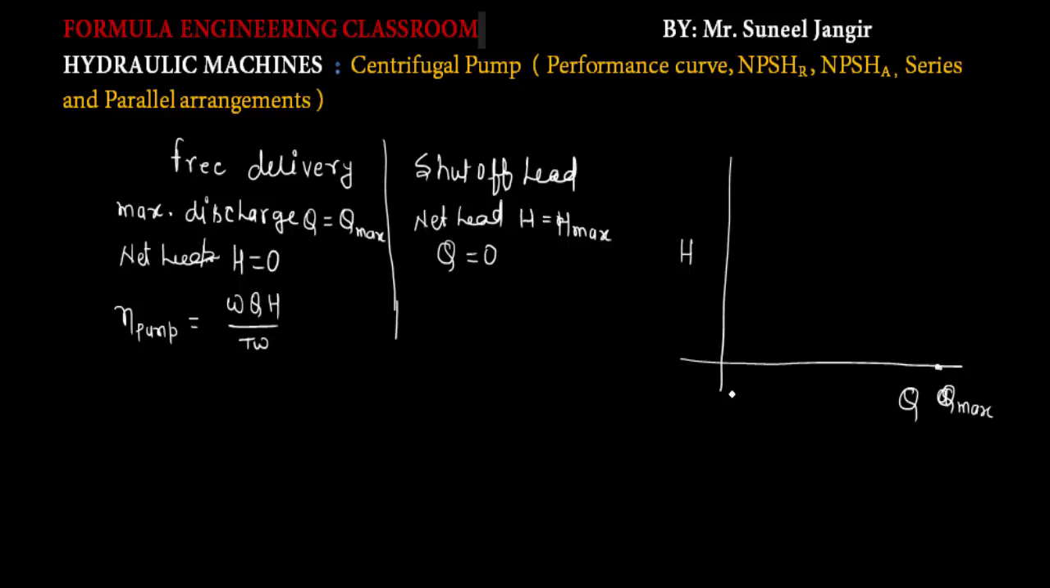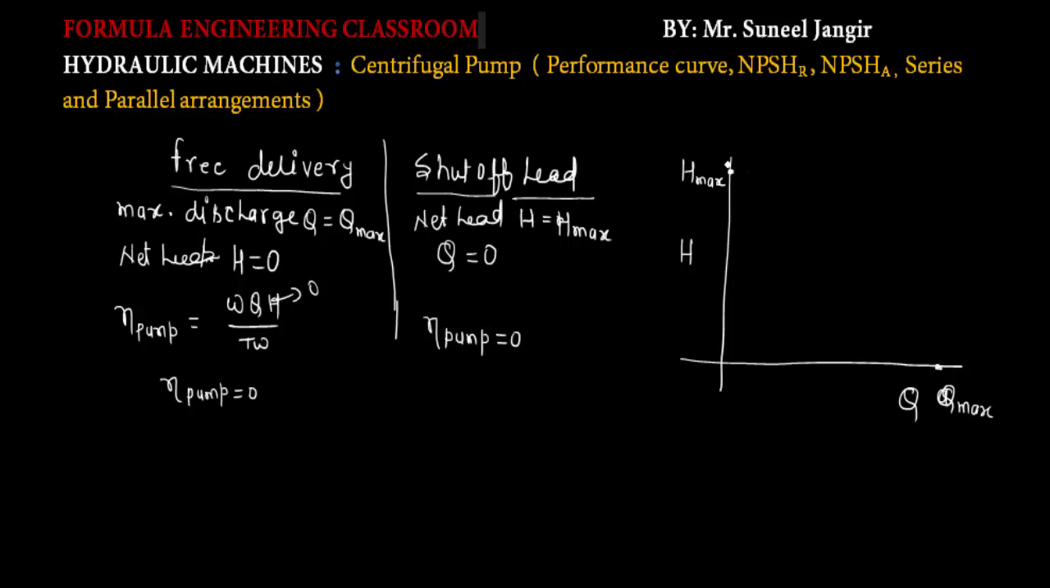So in this case the discharge is 0, so we are on this line, and net head is maximum, so we are marking this point, H max here. In this case also the efficiency is 0, so the efficiency of the pump is 0. As the discharge is 0, the pump is not doing any useful work, so the efficiency of the pump is going to be 0. So there are two terms we are defining here, that is free delivery and shut off head.